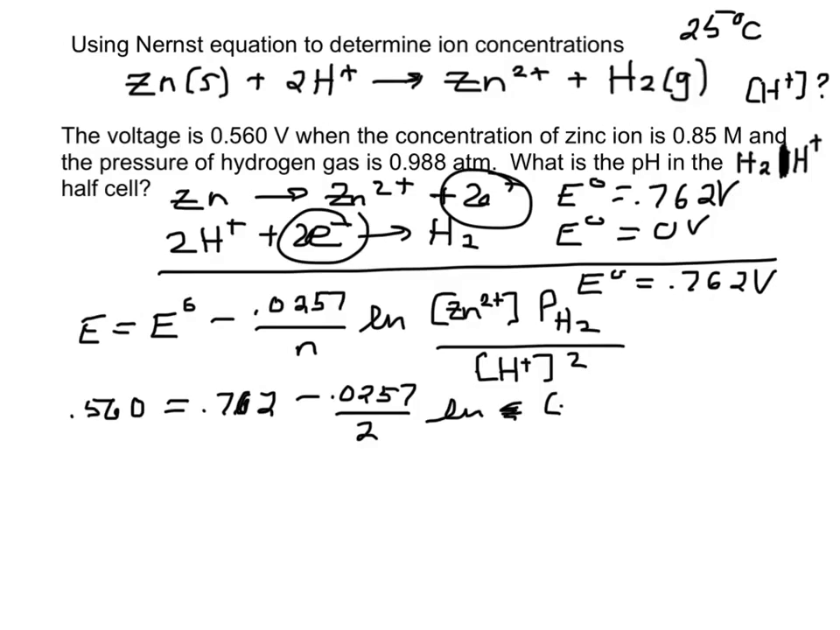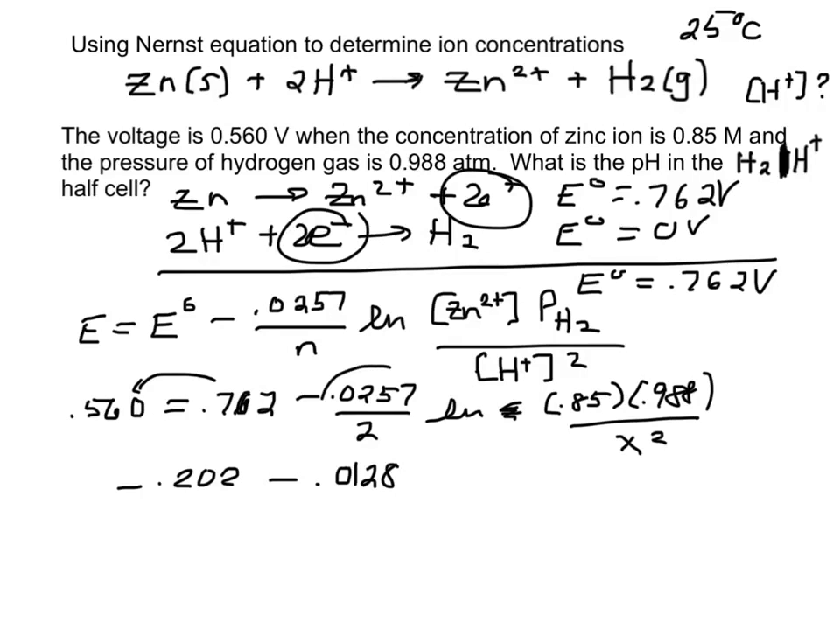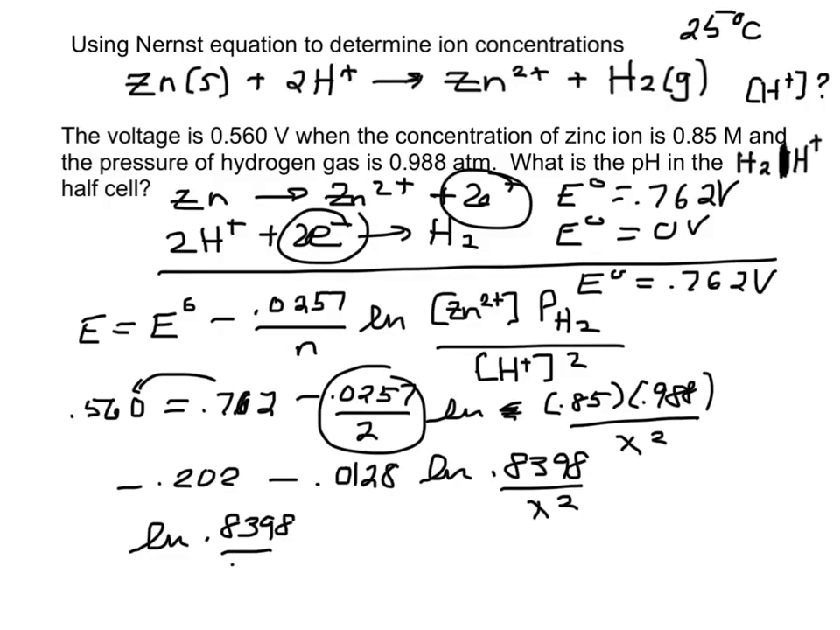Oops, sorry, 0.85 times 0.988 over x squared. Okay, so negative 0.202, I just brought that to the other side, minus 0.01285, I just divided that out, times the ln of 0.8398 over x squared. Just doing all the math out here for you. So the ln of 0.8398 over x squared equals 15.7.